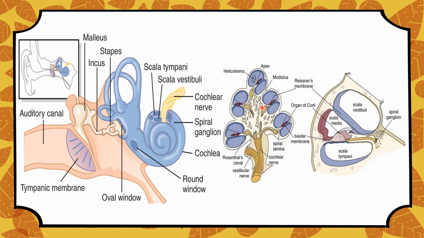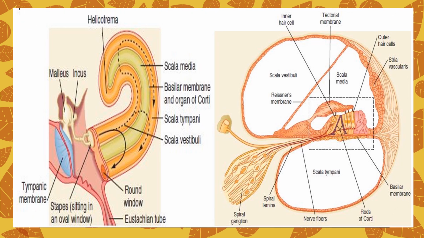The base of the modiolus is directed towards the external acoustic meatus and transmits the blood vessels and nerves to the cochlea. Cochlea is divided throughout the length by two membranes, the Reissner's membrane and the basilar membrane, into three compartments. The first one is the scala vestibuli, then scala media, and scala tympani. The scala vestibuli and scala tympani are filled with perilymph, and scala media is filled with the endolymph, which is potassium rich. Here you can see this is the scala vestibuli, this is scala media, and this is scala tympani.